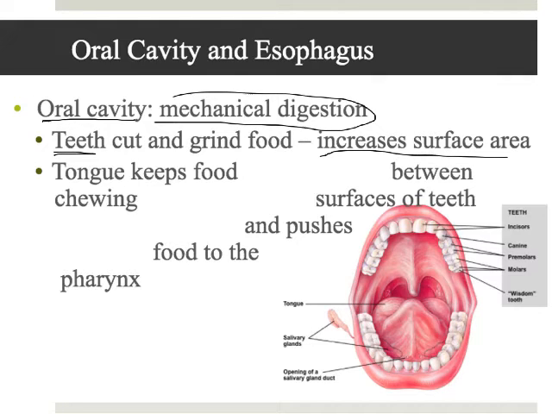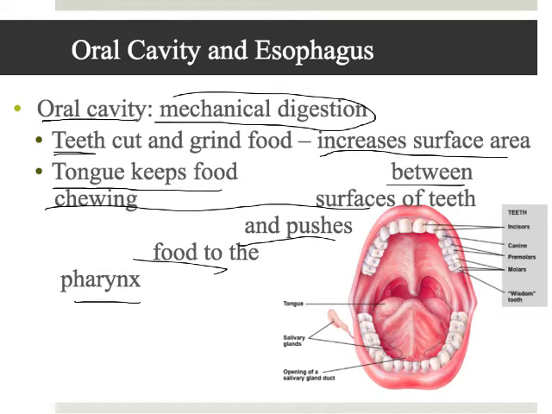Okay? So the purpose of your tongue is to keep food between your chewing surfaces. And it also pushes the food back to the pharynx, which is the back of your throat. Okay, that's the big fancy science word for the space in the back of your throat.